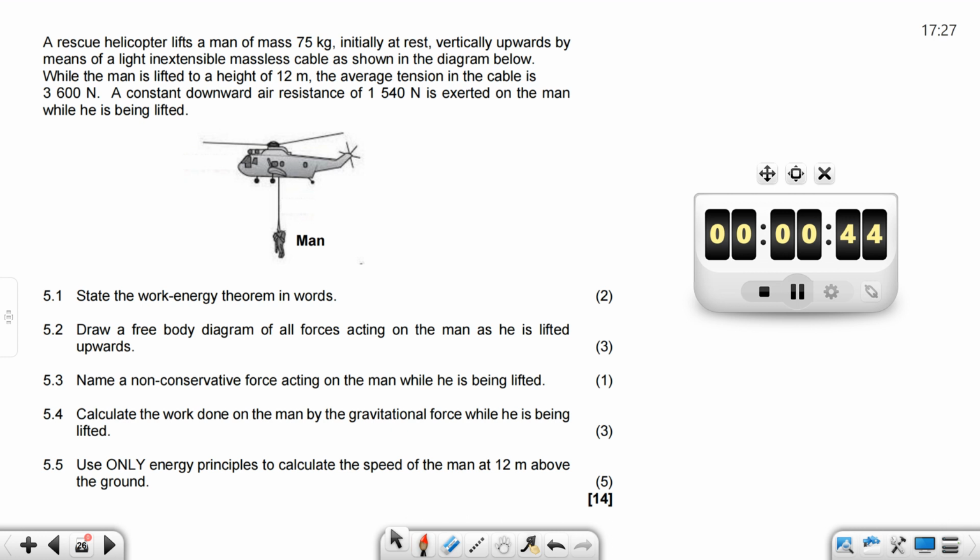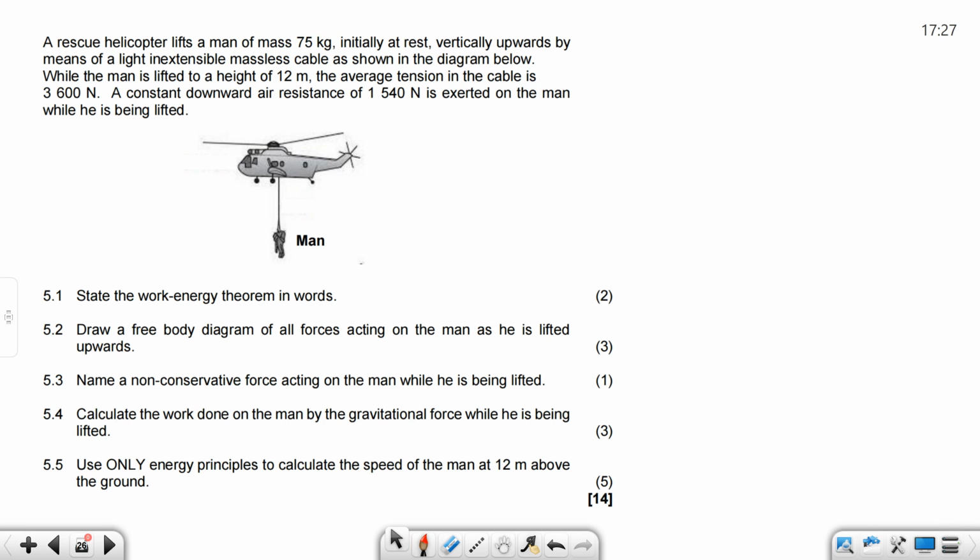Okay, everybody, now let's quickly answer. We have 44 seconds, so I'm taking that away. A rescue helicopter lifts a man. Please, guys, I want us to understand this concept. They are very easy to deal with once we understand.